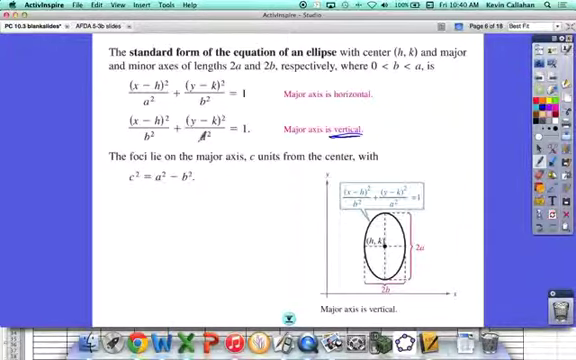The first term is always X. The second term is always Y. You don't move those around. You just move the A and the B around, which is exactly the opposite that you do with hyperbola, which we'll see next time. So, the same relationship, whether it's horizontal or vertical, the same relationship between the A, B, and C. A squared equals B squared plus C squared. H, K is still the center.